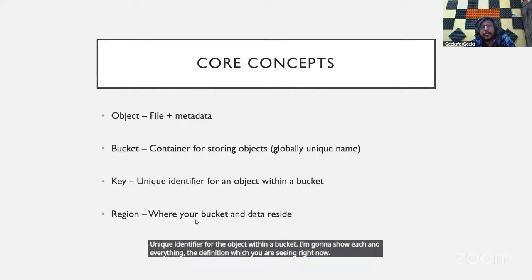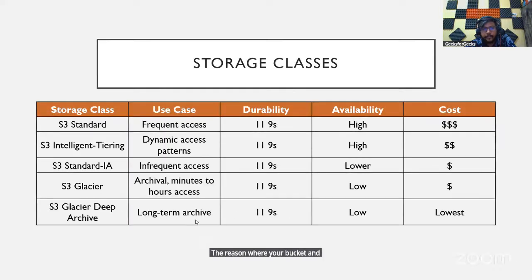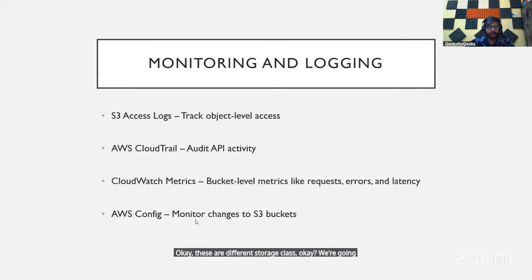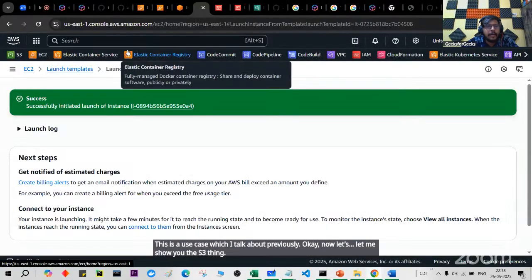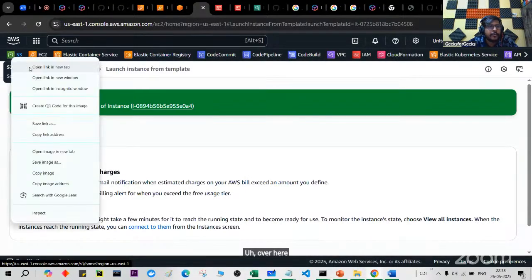The region is where your bucket and data reside. Okay, these are different storage classes. We're going to come to this point. These are the use cases which I talked about previously. Okay, now let me show you the S3 console. Over here, S3.